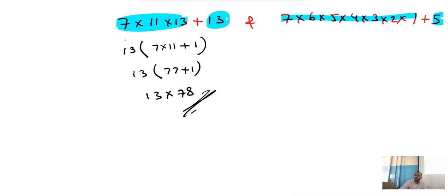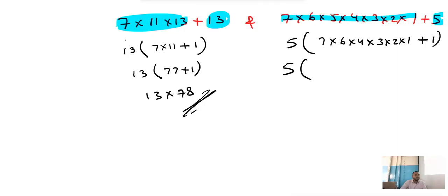It is correct. Then again here also 5, here also 5. We can take 5 common. Then 7 into 6 into 5 into 4 into 3 into 2 into 1 plus 1. How to multiply? Observe here. Till where you know the tables, you multiply till there. 7 sixes are 42. 42 into 4 we don't know, so keep 42 as it is. 4 threes are 12. 12 twos are 24. Into 24 plus 1. Now 5 into 42 into 24.